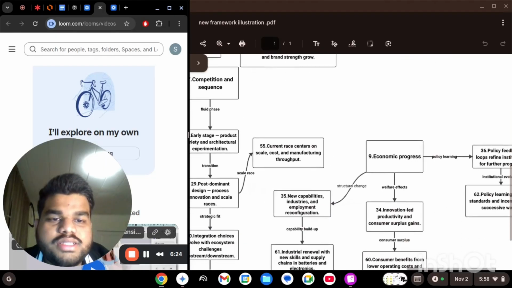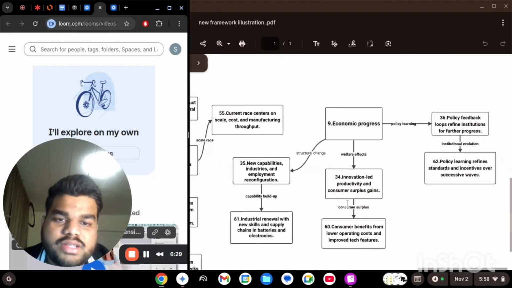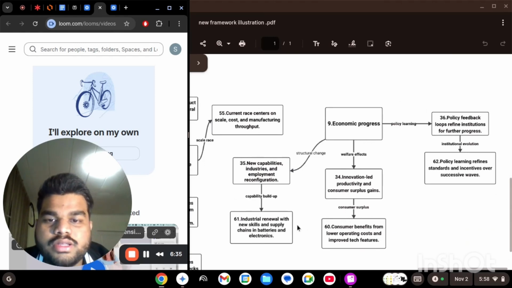And the last and final one is economic progress. In these welfare effects, we have innovation-led productivity and consumer surplus gains, and consumers benefit from lower operating costs and improved tax. This capability building brings new capability industries and employment reconfiguration, and industry renewal with new skills and supply chains, and batteries. In this economic progress, we have policy learning and policy feedback, which refines institutions for further progress. In this industry evolution, we have policy learning, which refines standards and incentives of successive waves.